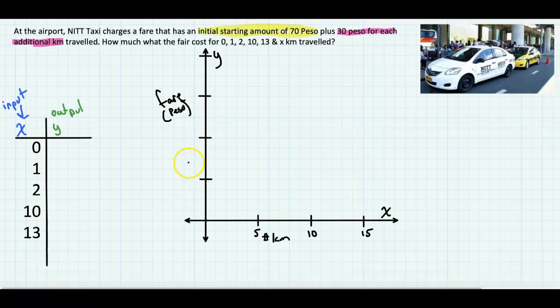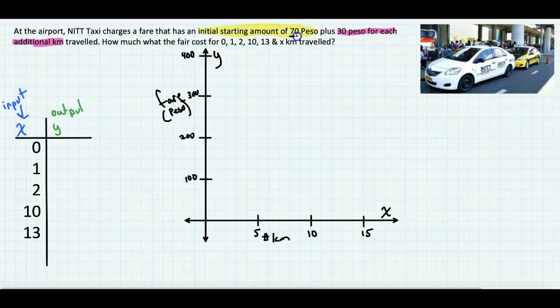The fare is in peso. So let's say that here we have 100, then 200. Hopefully we don't get too expensive in this scenario. 300, and then we'll put 400. So that should get us most places that aren't too far from the airport, for most of us who live in Manila.